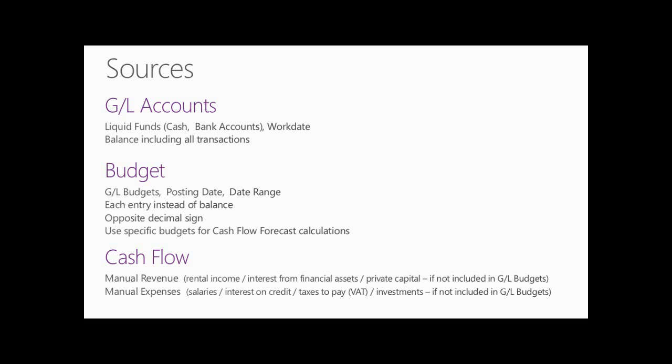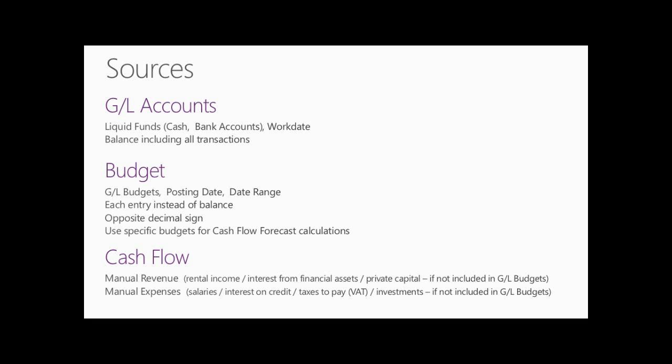Annual revenue can be, for example, rental income. Possible manual expenses are salaries, interest on credit, tax to pay like VAT, or planned investments. You can plan these manual revenues and expenses for specified periods and use them in calculation of the cash flow.